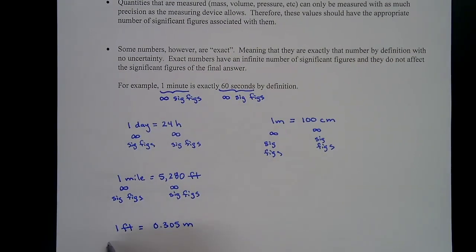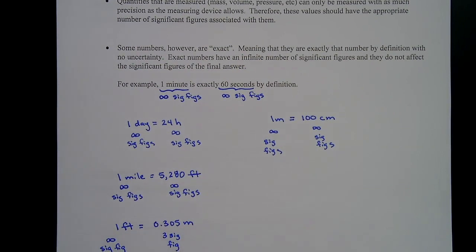So we know this 1 foot has infinite sig figs, but this one, remember, has a leading zero, so we don't count it. This one has 1, 2, 3. This has 3 significant figures. And this is going to deal with how we do our conversions. And that's why we were getting some of our conversions wrong last week.